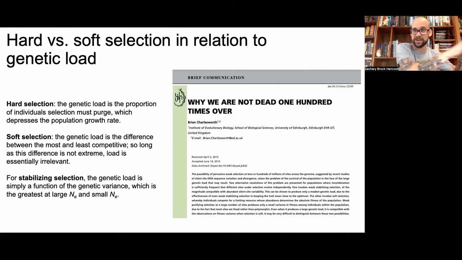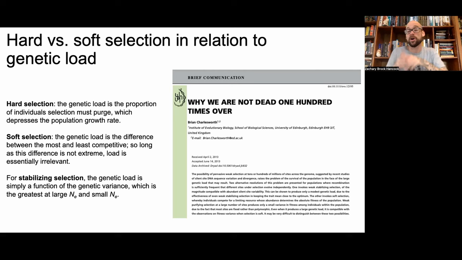However, in the case of soft selection, the genetic load is just the difference between the most and the least competitive in the population. And so long as the difference between those two is not extreme, then the load is essentially irrelevant in the case of soft selection. Because even if some individual is not as competitive as some ancestor was, there is still a finite food resource that is going to get eaten. Right? Individuals are going to eat it. And so even if I couldn't compete with my ancestor for that same food resource, so long as I am better than my neighbor, I'm still going to be fine. And so that's the way soft selection is much different in terms of the genetic load than hard selection, where it's the absolute number of individuals that matters.